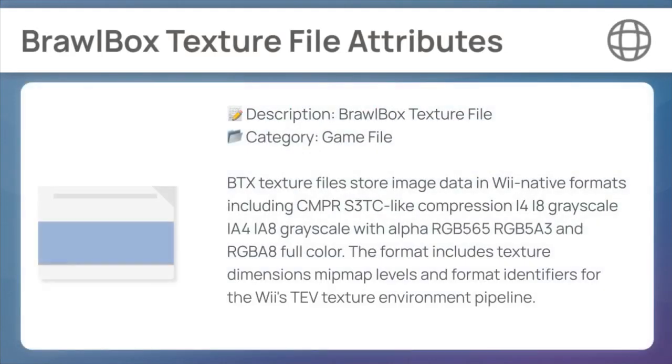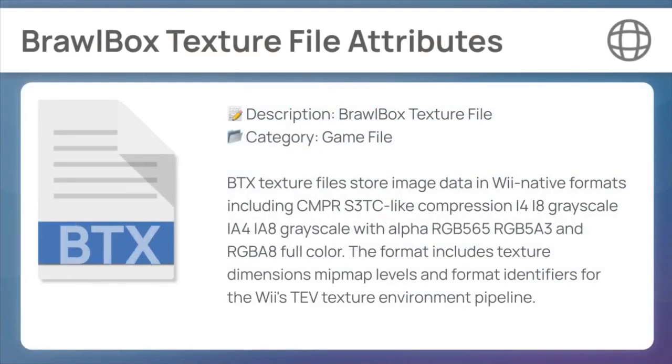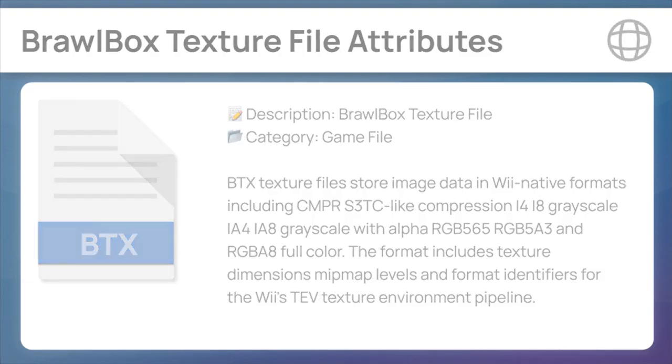BTX texture files store image data in Wii-native formats, including CMPR S3TC-like compression, IA4 and IA8 grayscale with alpha, RGB565, RGB5A3, and RGBA8 full color. The format includes texture dimensions, mipmap levels, and format identifiers for the Wii's TEV texture environment pipeline.